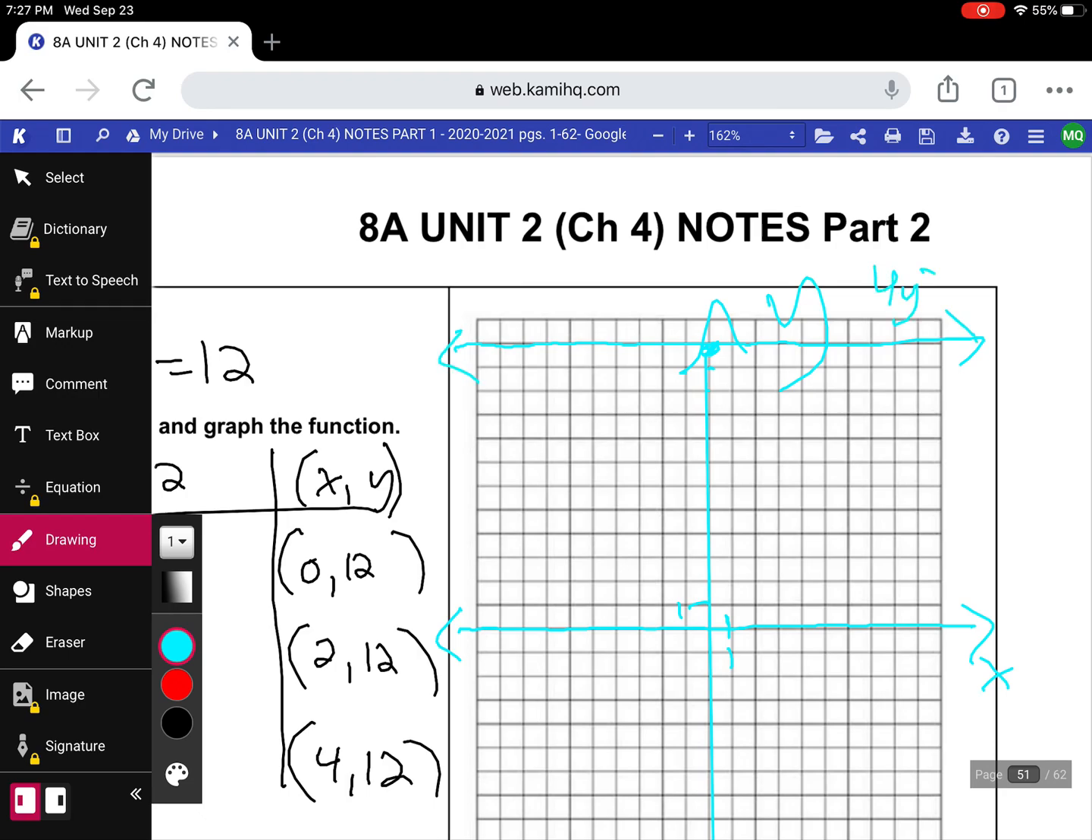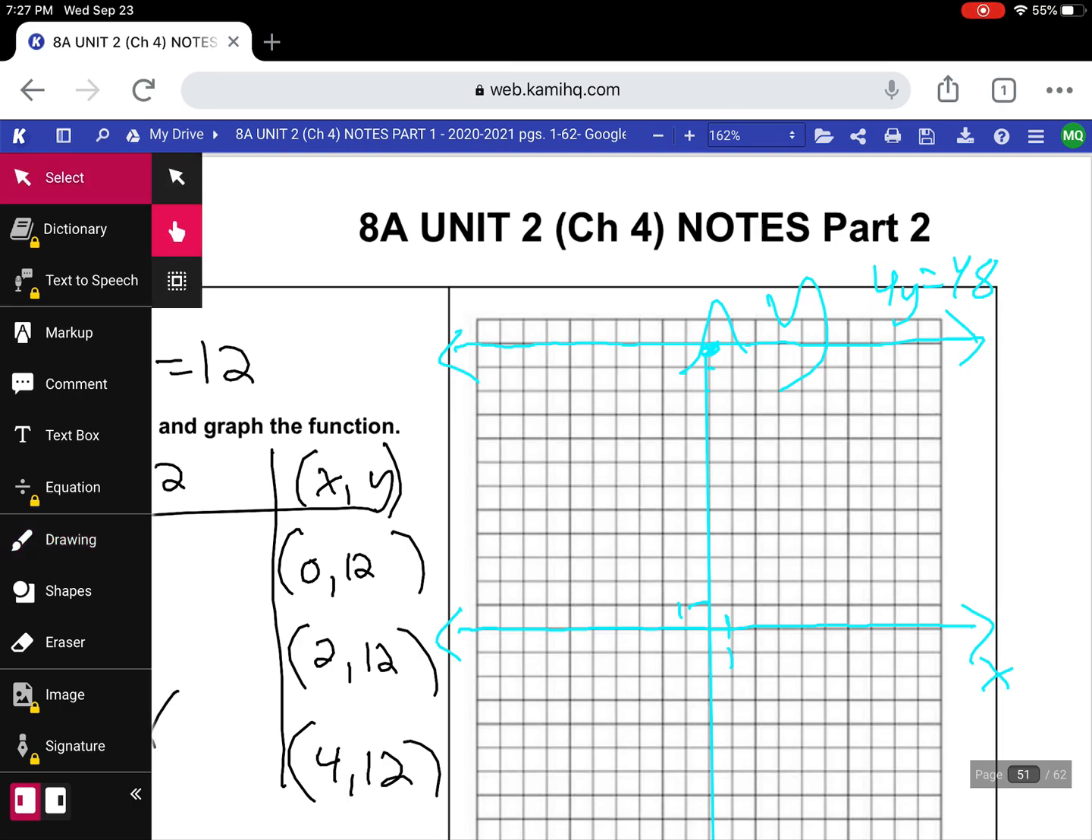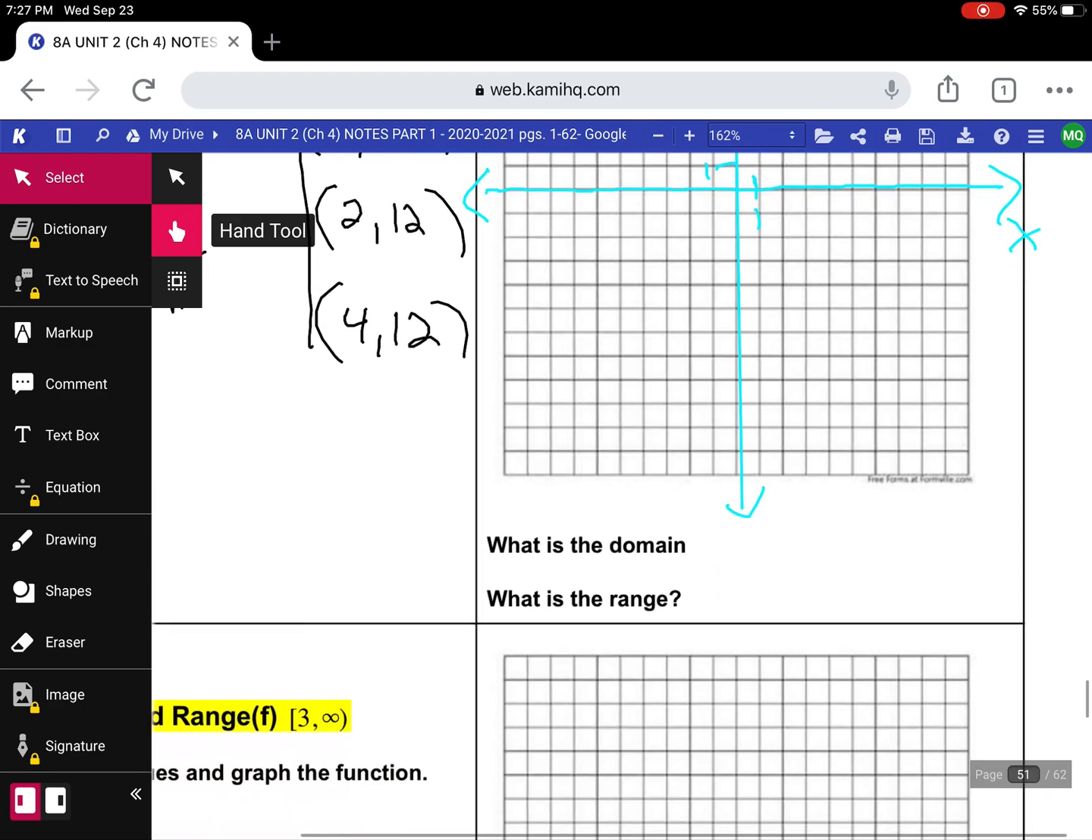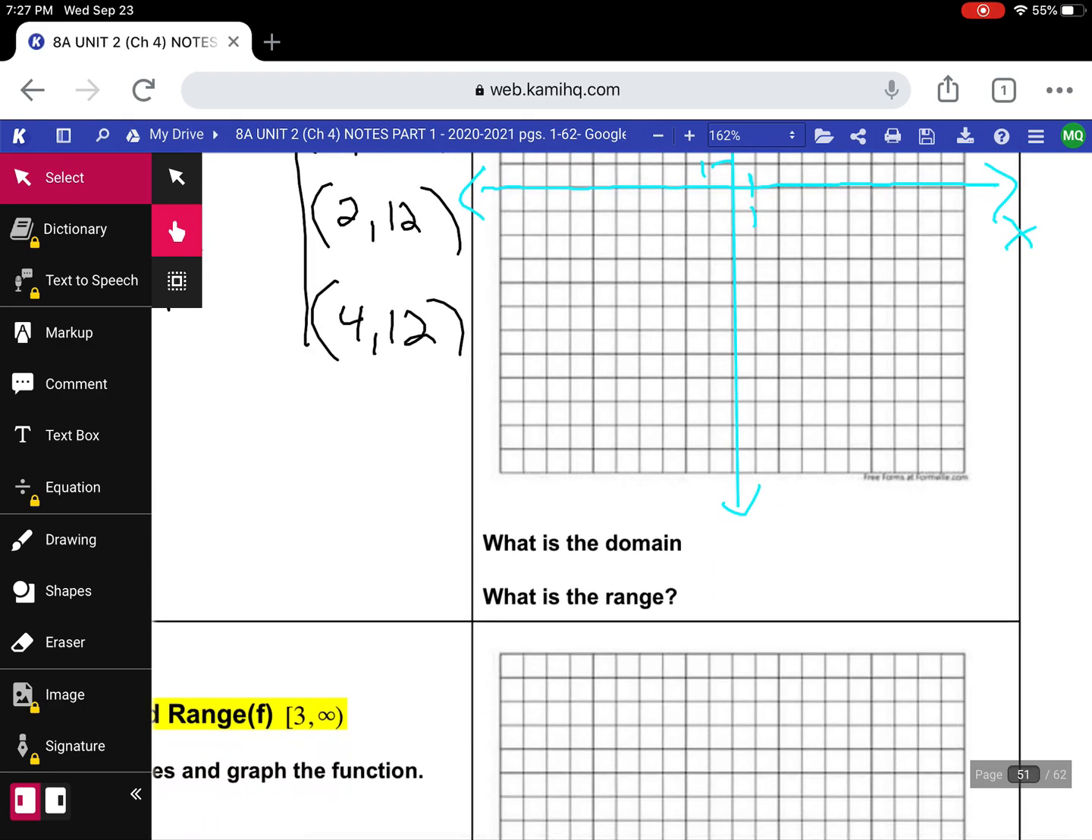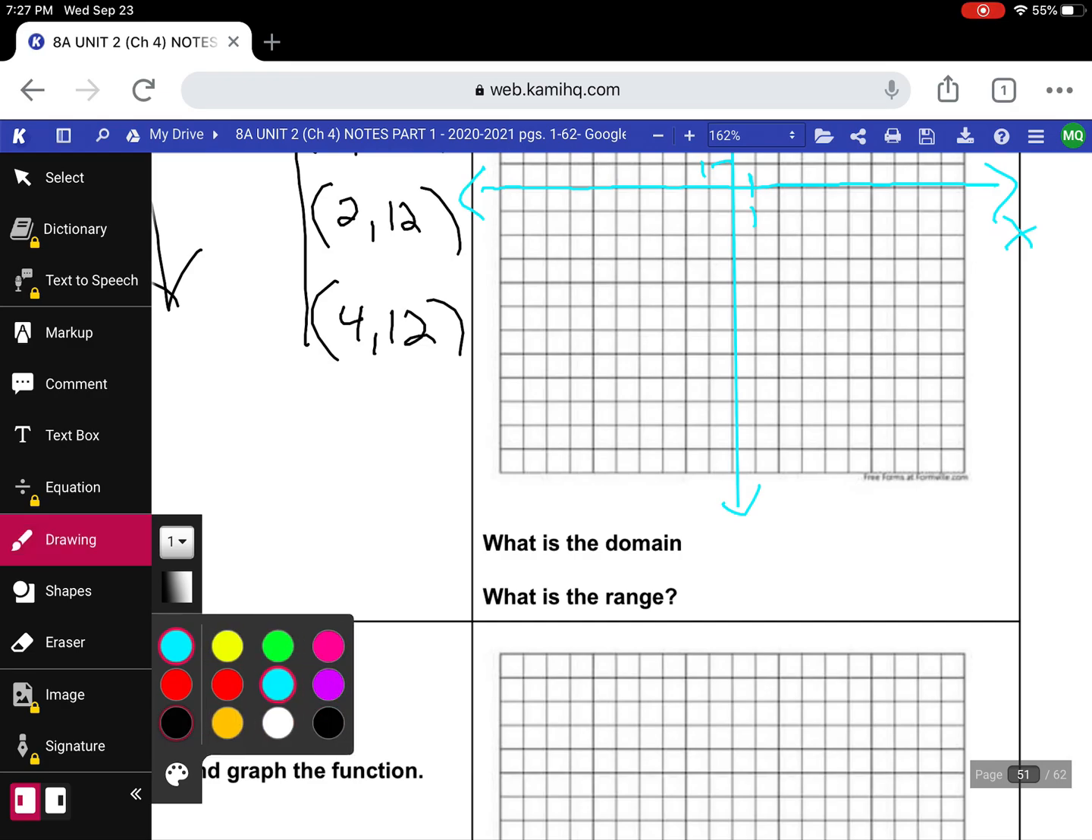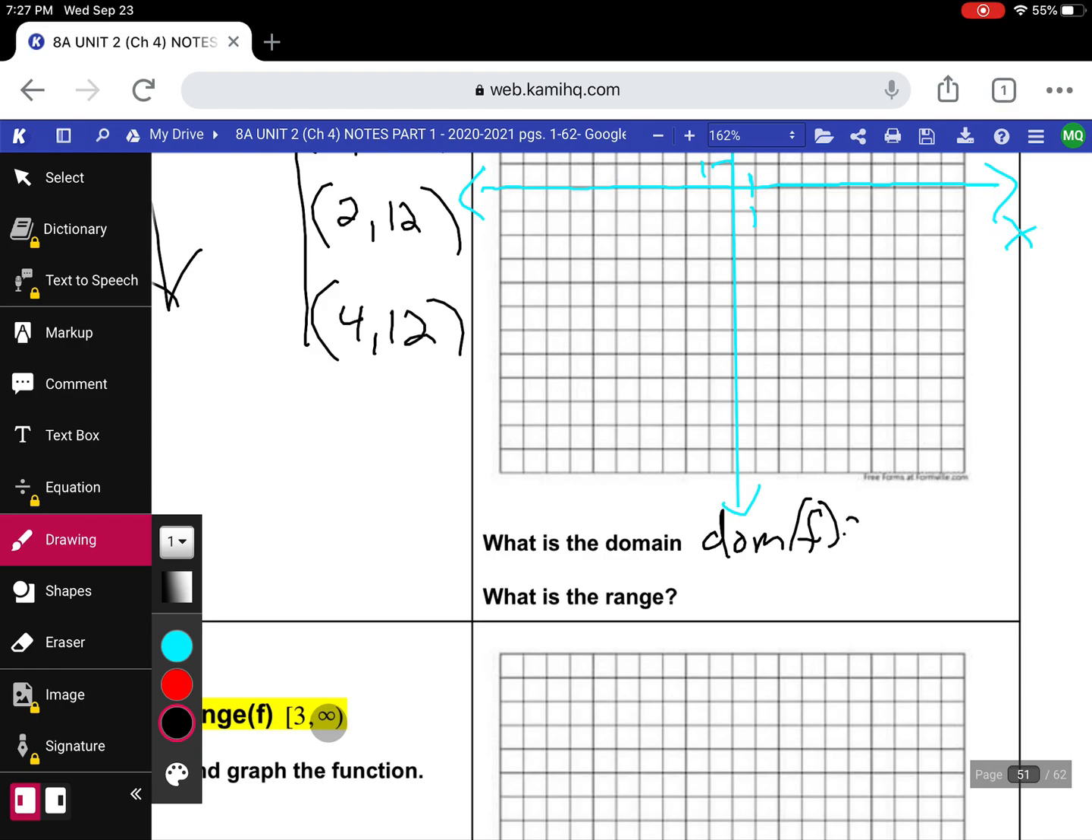And we'll write the original 4y equals 48. And there you have it. Oh, you want the domain and range probably, right? The domain of f, it's a horizontal line left to right, so it's going to be negative infinity to infinity.